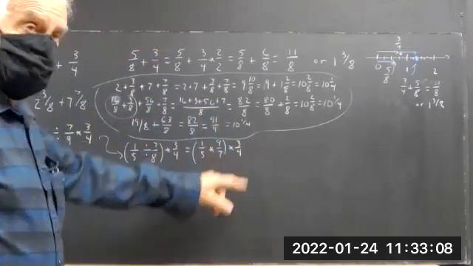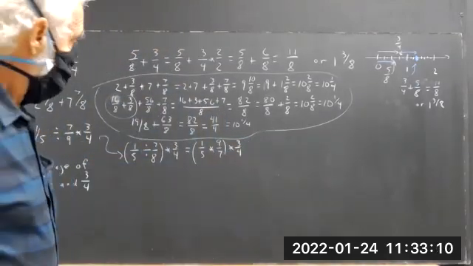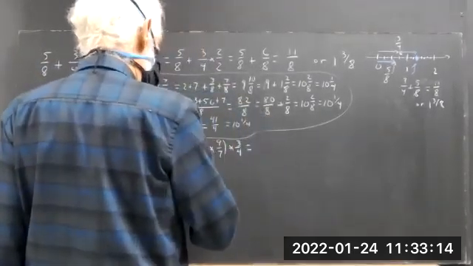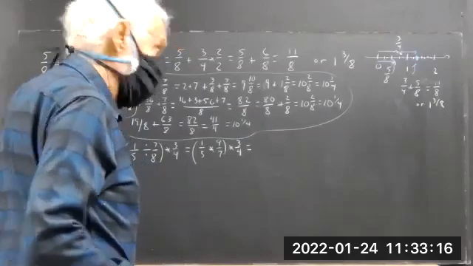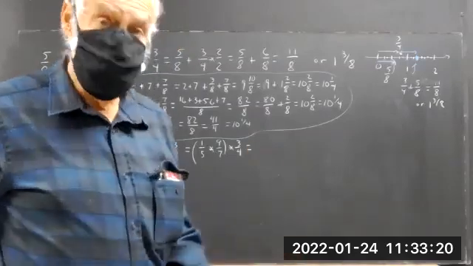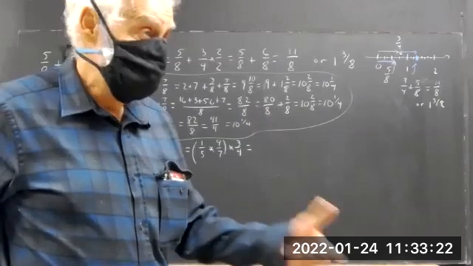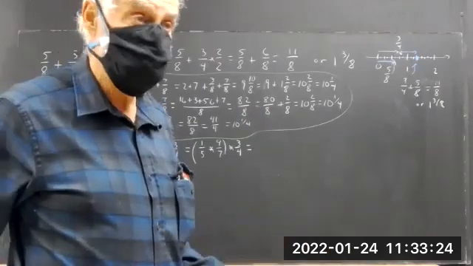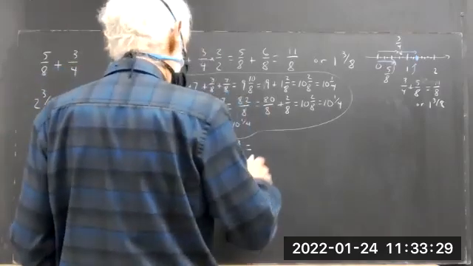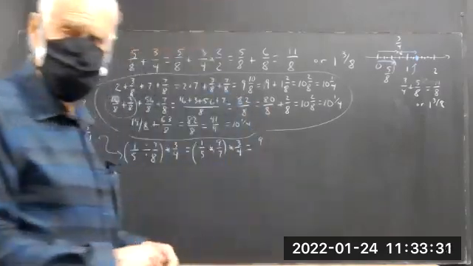And then this gets multiplied by 3/4. Now, when you multiply fractions, you multiply the numerators and you multiply the denominators. You don't have to mess with common denominators. Multiplication and division are simpler than addition and subtraction because you don't have to mess with common denominators. Okay, so 1 times 9 is 9.